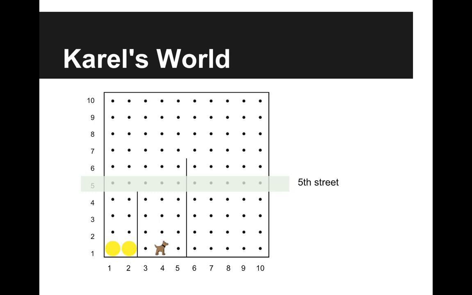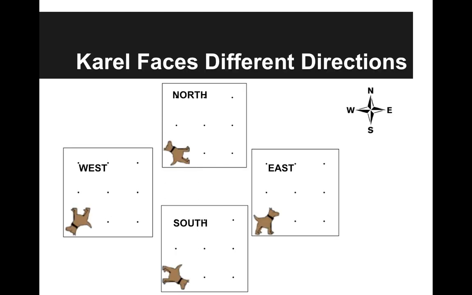The rows are also referred to as streets and run horizontally. Here I've highlighted 5th Street. The columns are also referred to as avenues and run vertically. Here I've highlighted 8th Avenue.